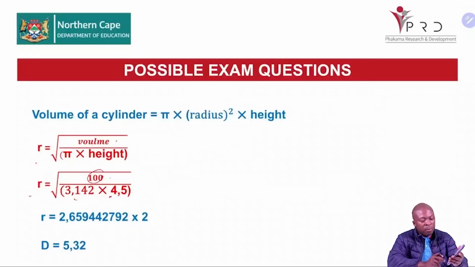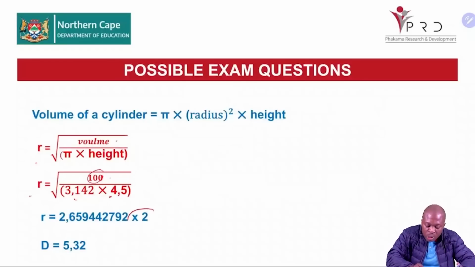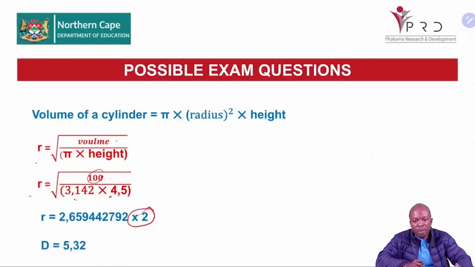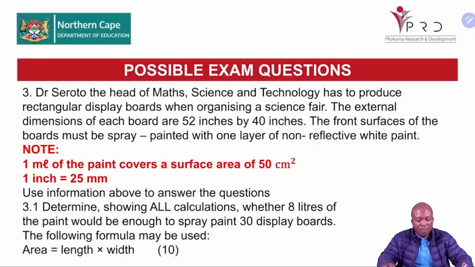So now you can press your 100, then you press the arrow down, you press open bracket 3.142 times 4.5. You close your bracket, then you press your equal sign. So you see you got 2.66. That is radius. But remember, the examiner says find the diameter. So then what you do is to multiply the radius by 2 in order to get the diameter.